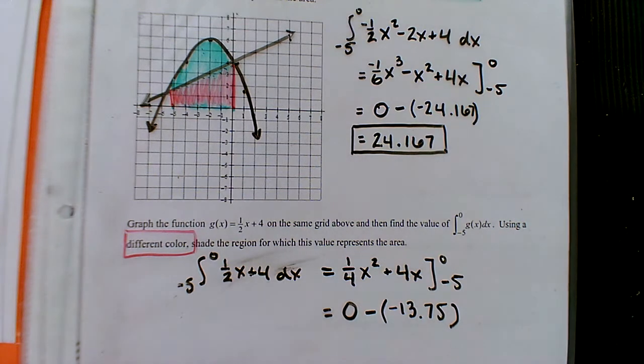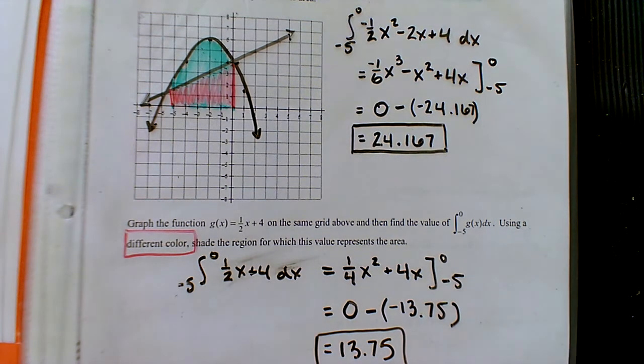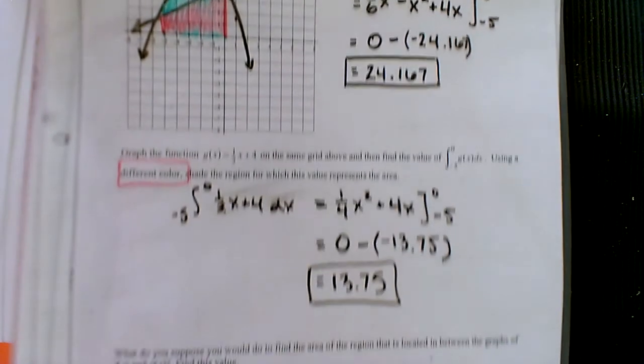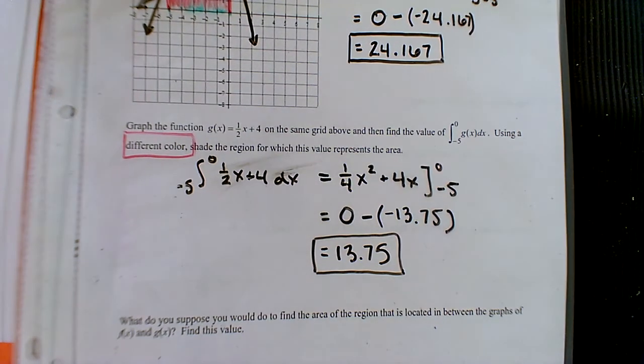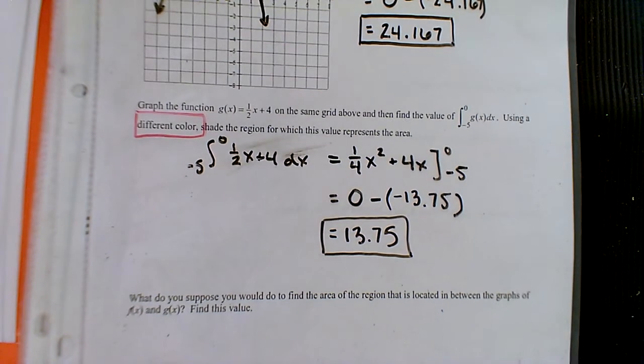How about negative 13.75? So if we're subtracting that, it would change to a positive. So there's the area of my red section. Okay, so we already know up to this point how to find the area under one curve. We did the parabola first and then the line second. But this can bring us to something else to analyze.